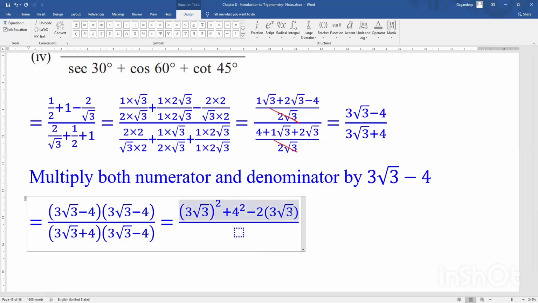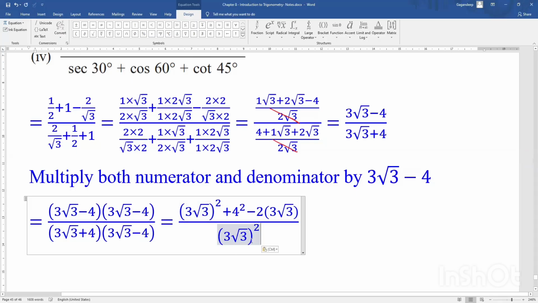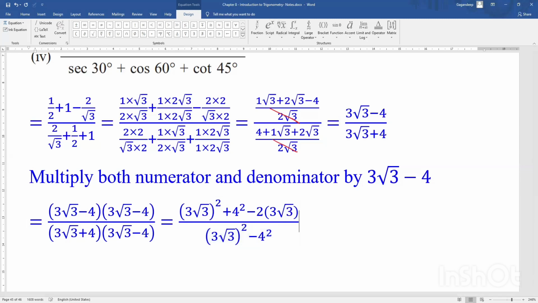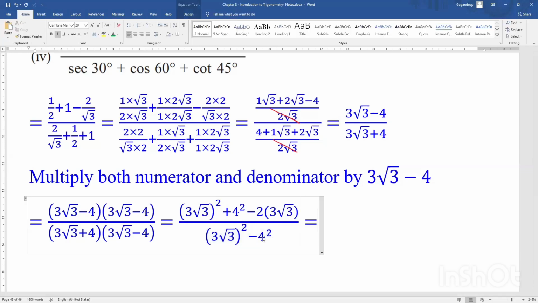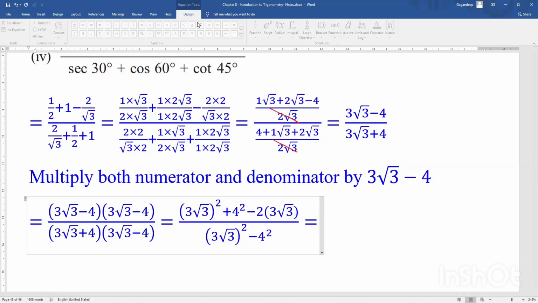And then we have the denominator the same way. Now here the denominator will be a plus b into a minus b. It is like a square minus b square. So I write it as 3 root 3 the whole square minus b square, which is 4 square. So now 3 3s are 9. So 3 the whole square is 9. 9 into 3 is 27. So you get 27 here.